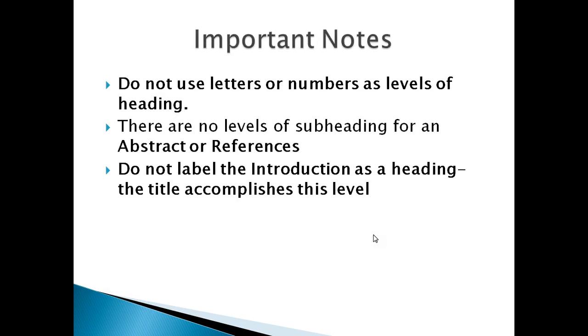Some important notes for your paper: do not use letters or numbers as levels of heading. So don't put an outline format where it has 1A, 2B, etc. There are no levels of subheading for an abstract or references, so your abstract is just going to be a level 1 heading, abstract, bolded and centered. And then you're going to continue your abstract as one single succinct paragraph, and then you'll have your title and begin the paper. Same thing for the references.